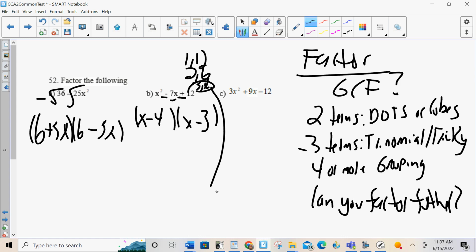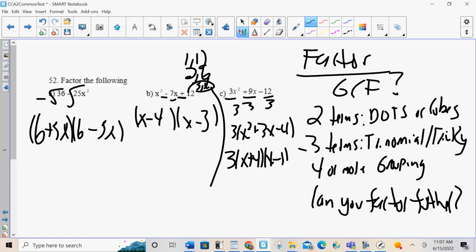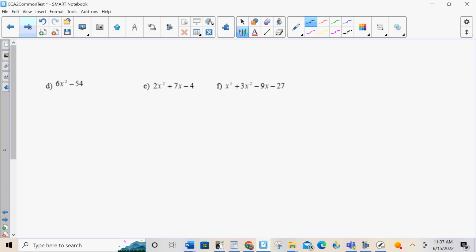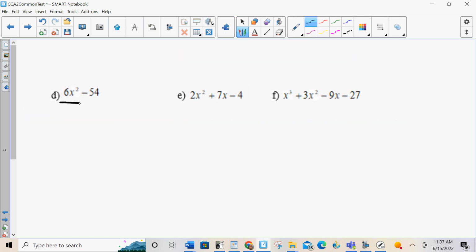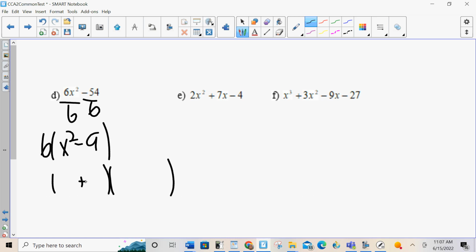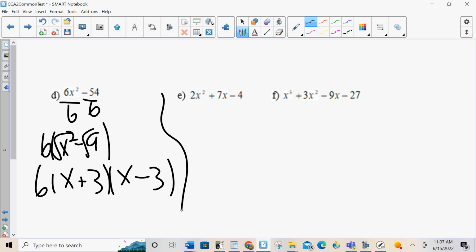C, is there a GCF? Yes. The GCF is 3. Always one set of parentheses for GCF. Can I factor further? Yes, it's a trinomial, x plus 4, x minus 1. D, is there a GCF? Yes. One set of parentheses for GCF. Can I factor further? Dots, square root of each, x and x, 3 and 3. GCF comes out front.